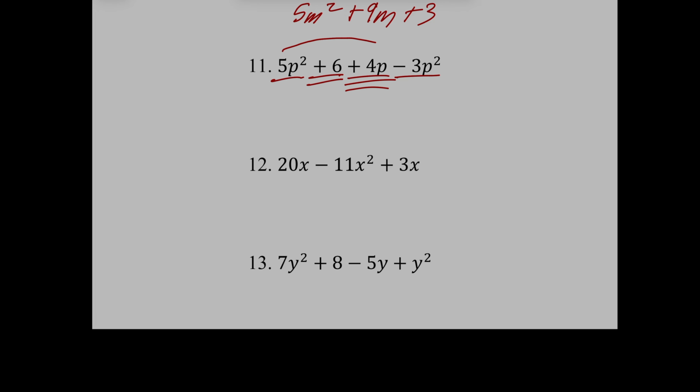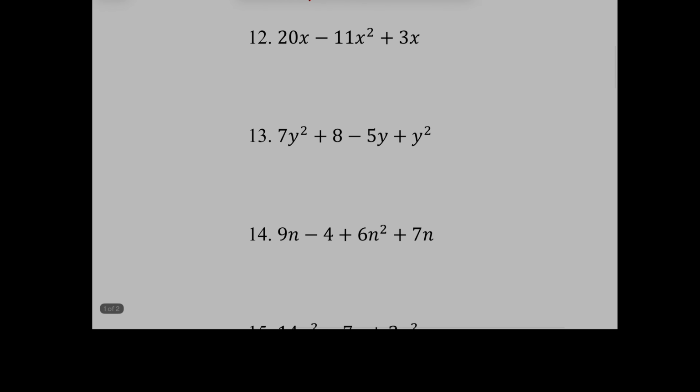Okay? All right, here we go. I have a 5p squared minus a 3p squared is a 2p squared. Now I have, which one do I write next? Let's go the plus 4p next, so I can keep this in my descending form, and then plus 6. Squared, letter, number. That's what I like to see.